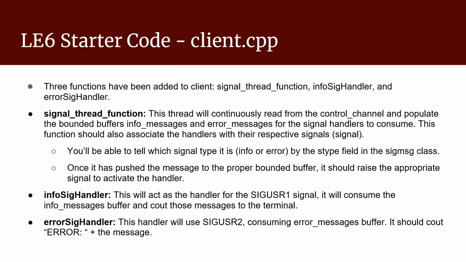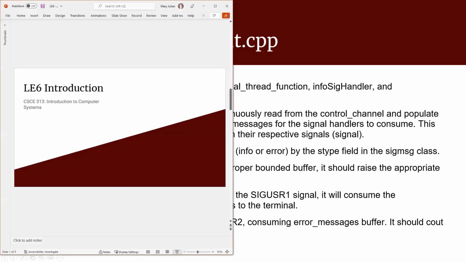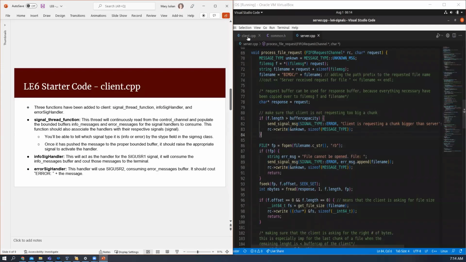These are the functions that have been added to client: the signal thread function, which will continuously read from the control channel, grabbing those messages, and then info sig handler and error sig handler. Those are going to be your signal handlers. So let's check how this looks in the code.